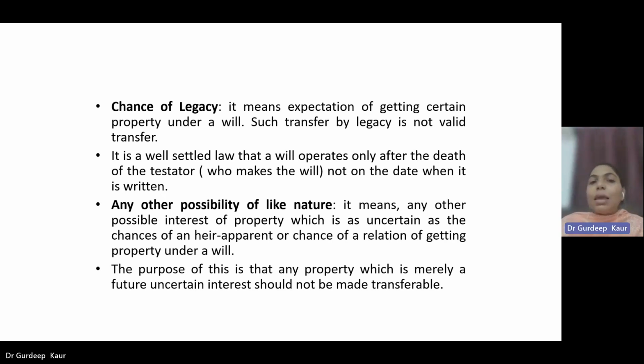Another thing is any other possibility of a like nature. Here it means any other possible interest in property which is as uncertain as the chance of an heir apparent or the chance of a relation getting property under a will. The purpose behind it is that any property which is merely a future uncertain interest should not be made transferable.